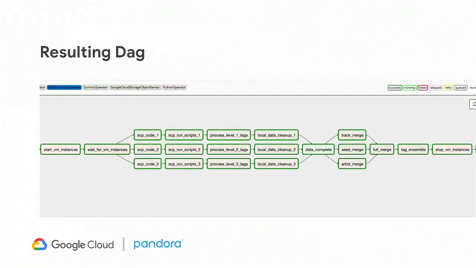This is what the resulting DAG looked like. If you look at the very beginning, you'll see a start VM instances task. This is where I would start up processor 1, 2, and 3, and then wait for those instances to fully start up. I then had tasks to SCP the code over to each one of those VM instances, and then I would run the scripts. Then a couple of different tasks would do some other processing and some local data cleanup on each one of those VM instances. And at the very end, I would stop all 3 of those VM instances, because we don't need them running until they're ready to go the next day.